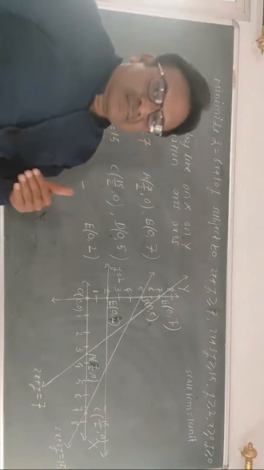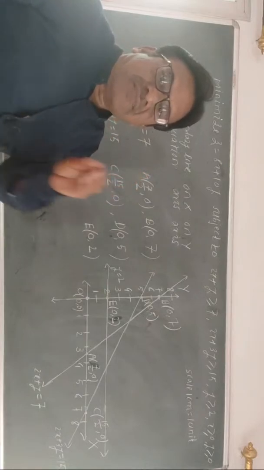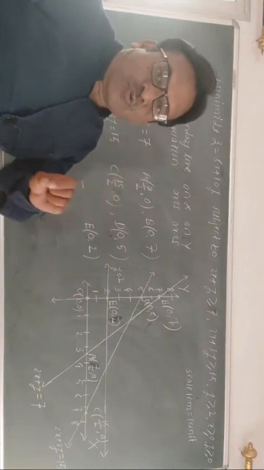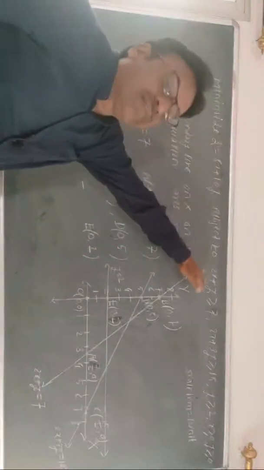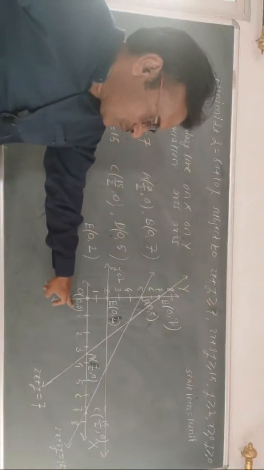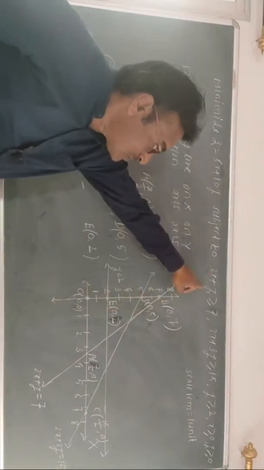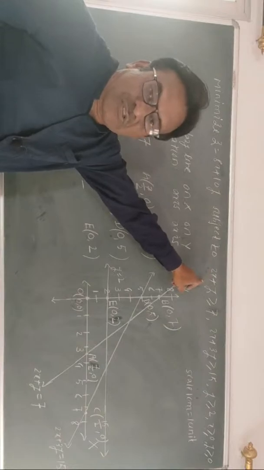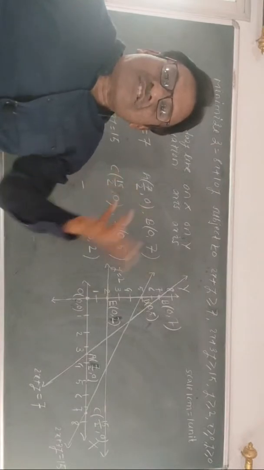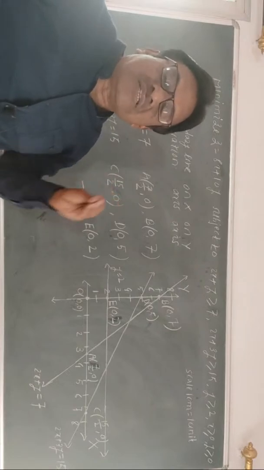Then we draw the shaded region, and we draw it with the help of the origin test. That is, we put the coordinates of the origin in the inequality. We know the coordinates of the origin are (0, 0). So we put x equals 0, 2 into 0 is 0. Next we put y equals 0, so again 0 plus 0 is 0. Is 0 greater than or equal to 7? This is mathematically not true. Therefore the origin test fails.